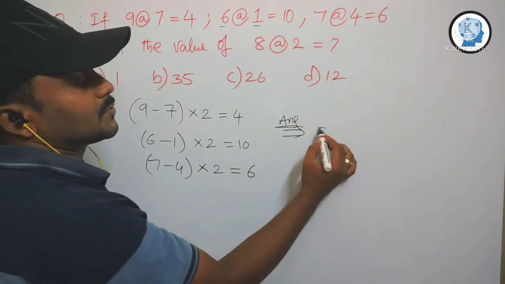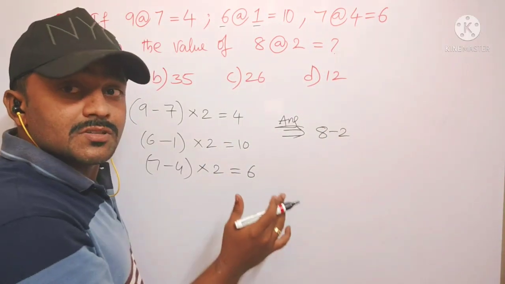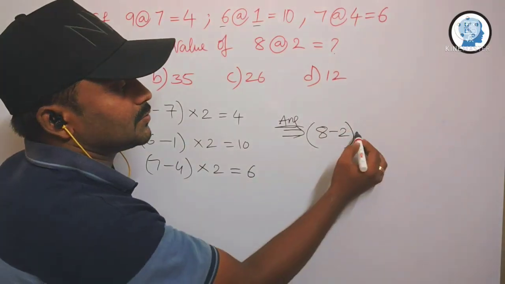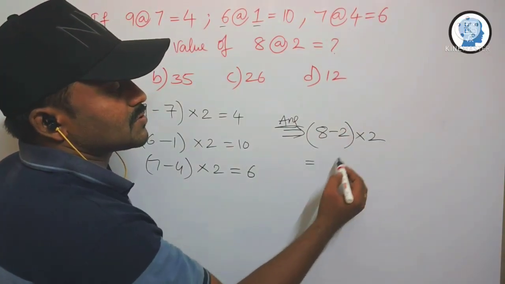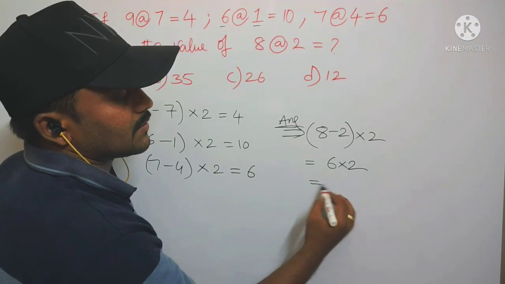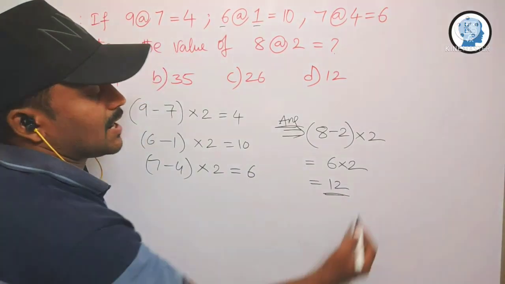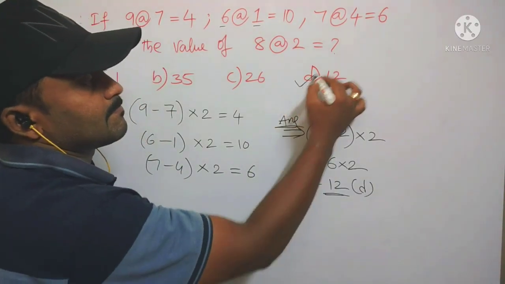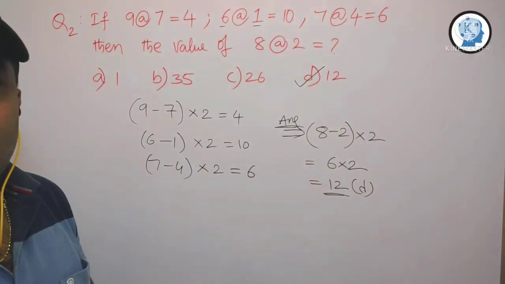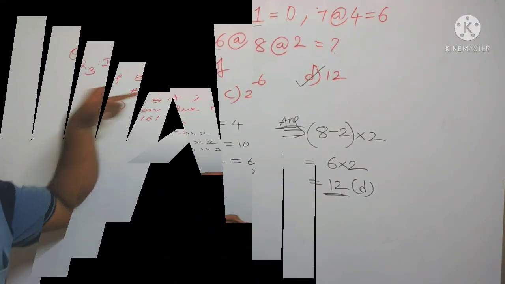So 8 and 2. First we have to do the subtraction: 8 minus 2, into 2, which gives you 6 into 2. That will be 12. So my answer is D. So the answer is D. Hope you understand the second problem also.